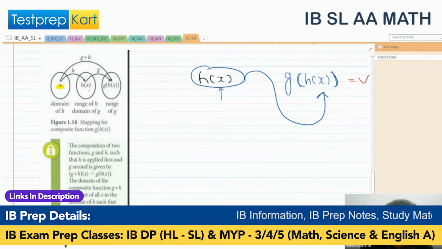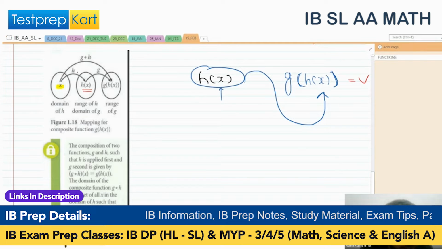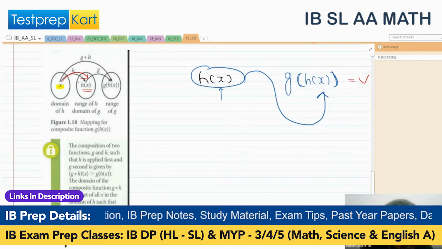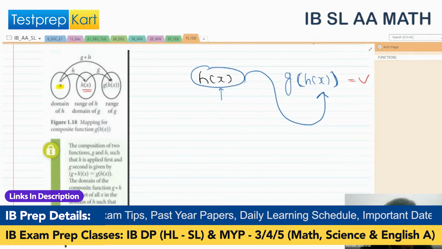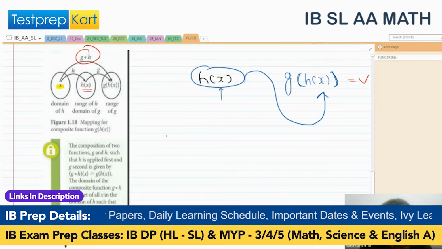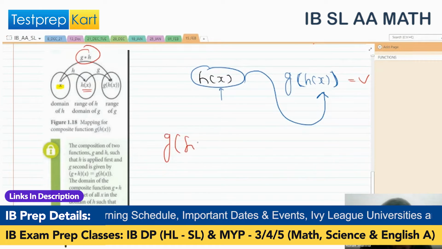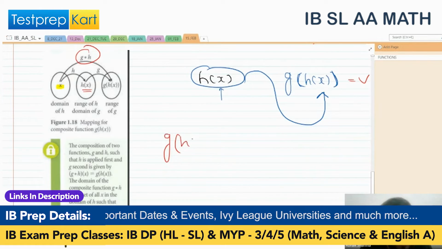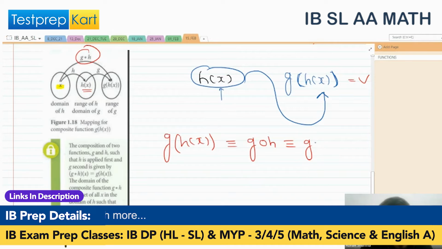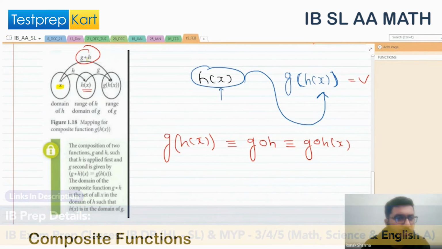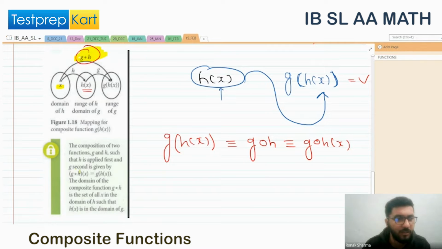So see, x is going inside the h, and then this h of x is going inside the g of x, and ultimately we are getting g of hx. There are ways to write it. Sometimes they'll write it like this, equivalent to g of h of x. So don't worry, this is nothing but g of hx only. So note down this definition and the above diagram.